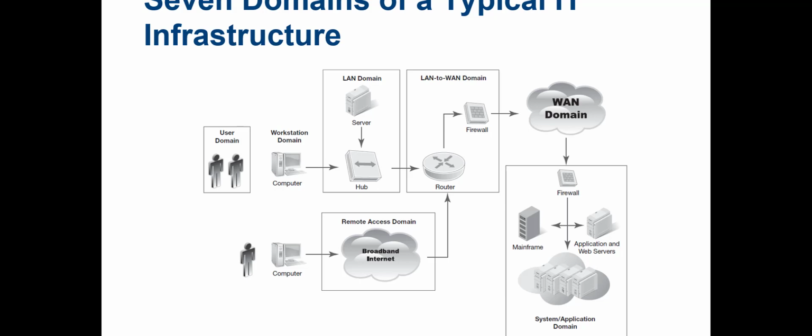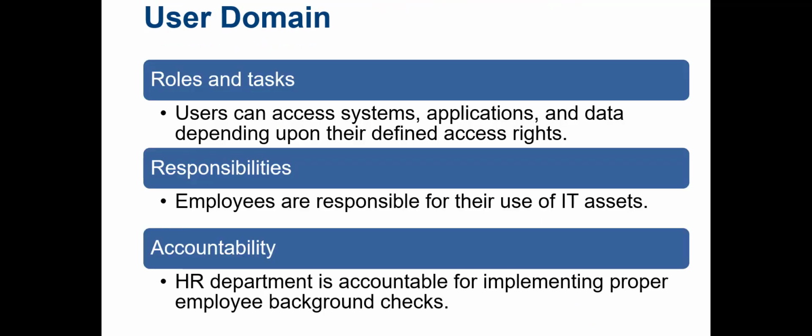Each one requires proper security controls, and these controls must meet the requirements of the CIA triad. Let's do an overview of the 7 domains and the risks, threats, and vulnerabilities you'll commonly find in today's IT environments. First is the user domain. The user domain defines people who access an organization's information system. The user domain has roles, responsibilities, and accountability. So let's start by looking at roles and tasks.